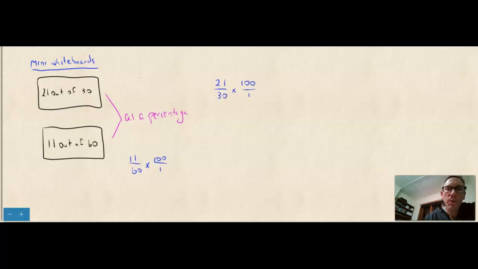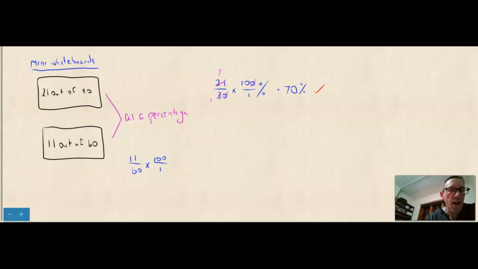Okay, let's see how you've gone. 21 out of 30 means 21 over 30, turning it into a percentage, times 100 over 1%. Okay, and let's get simplifying. 0 gone, 0 gone. All right, I've got 3 here, 1 3 and 7 3s here. So I am left with 7 times 10, which is 70%. So 21 out of 30 is equal to 70%. Did you get that right? I sure hope so. Give yourself a tick if that's the case. All right, let's go to the next question.